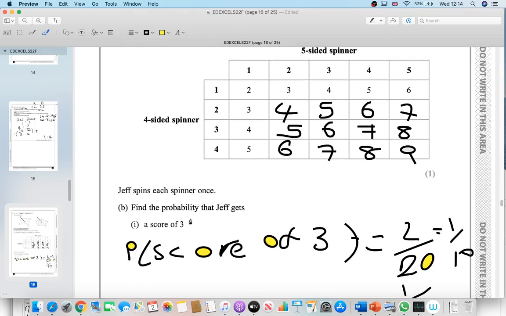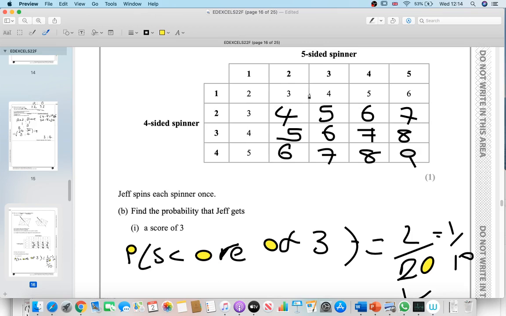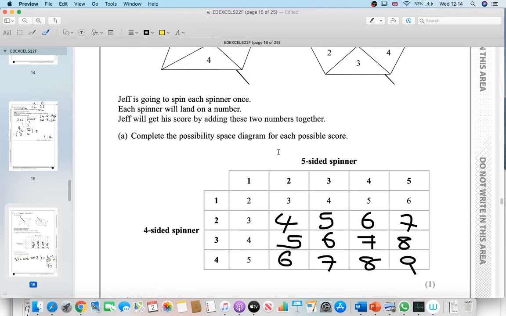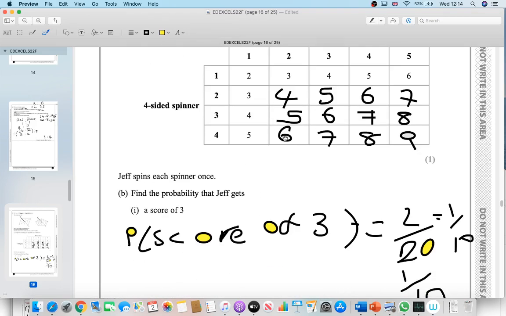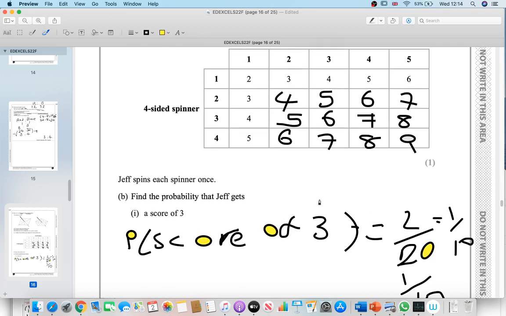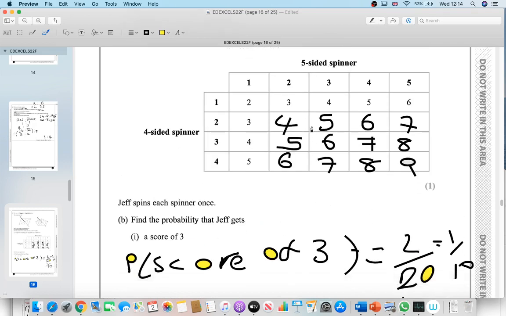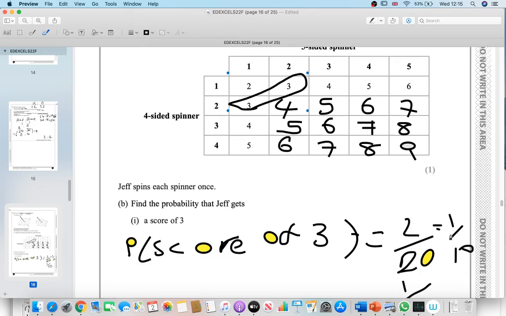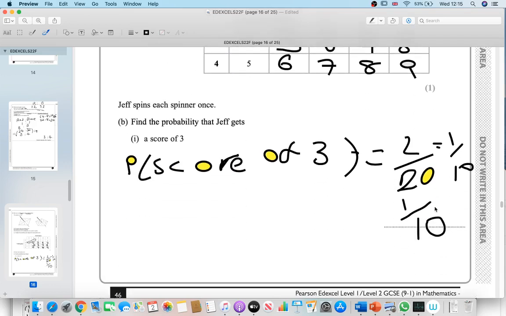Jeff wants to spin the spinner once. Find the probability that he gets a score of 3. Well, it's going to be 2 out of 20. Sorry, not that one there. It's these two numbers, not the outer numbers. 2 out of 20, which is 1 over 10 or 0.1.